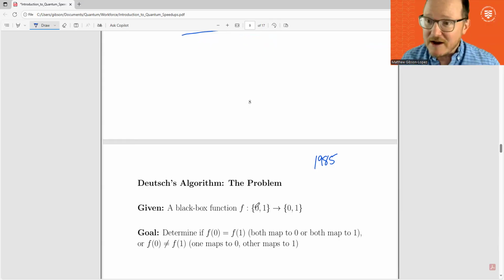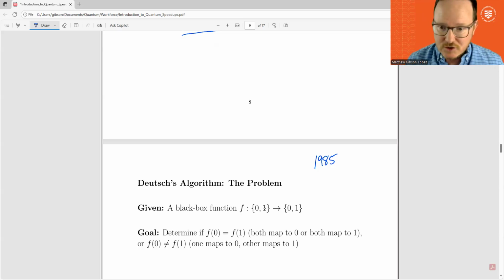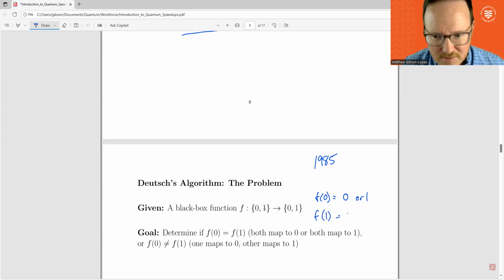So you're given a black box function. You're given a function f. f has a 1-bit input and a 1-bit output. So in other words, f of 0 is either going to be 0 or 1, and f of 1 is either going to be 0 or 1.